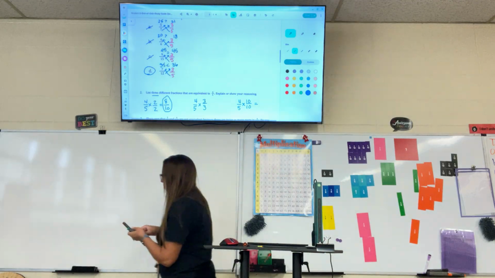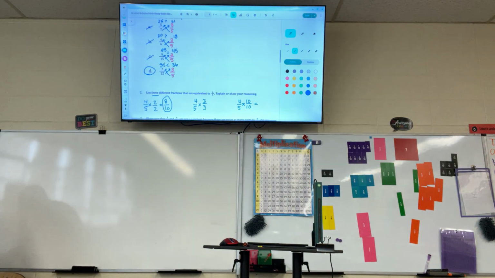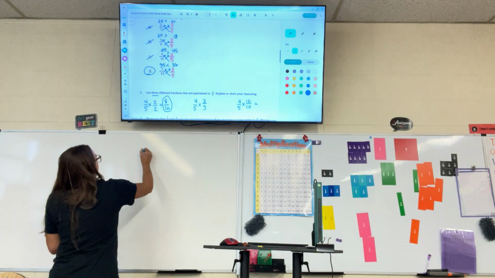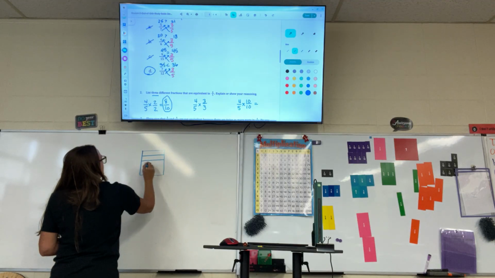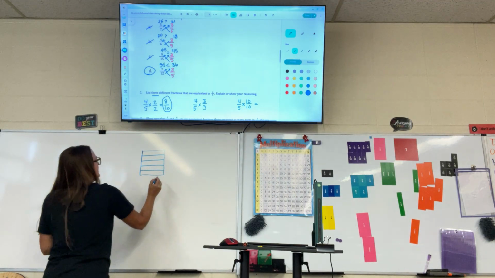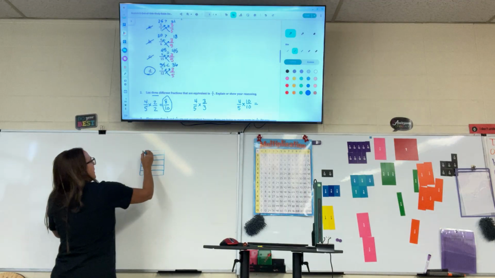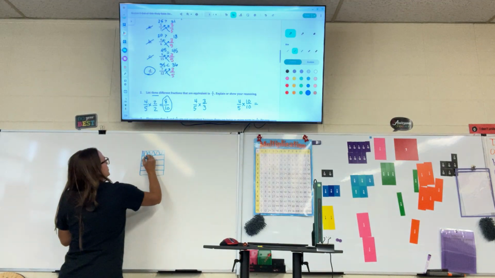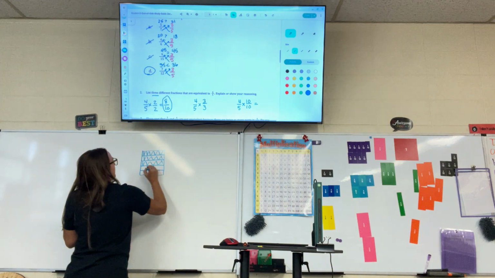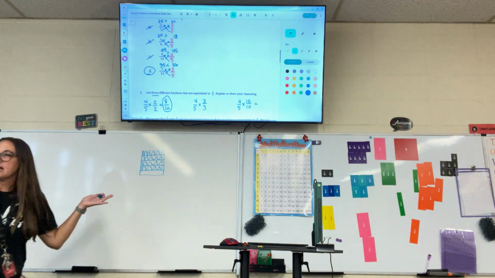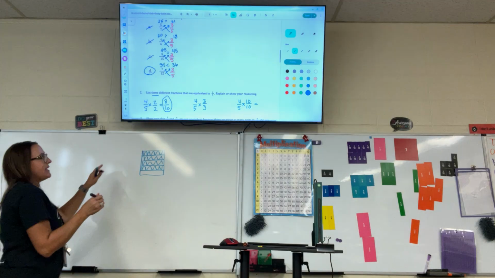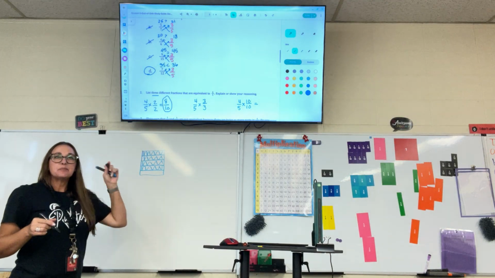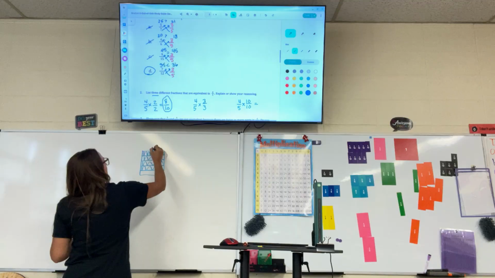I wanted to show you a quick visual to kind of help you with this one. So if we have a diagram and it's got 1, 2, 3, 4, 5 sections, okay? And I have shaded 1, 2, 3, 4 sections, right? Does that diagram show 4 out of 5 shaded?